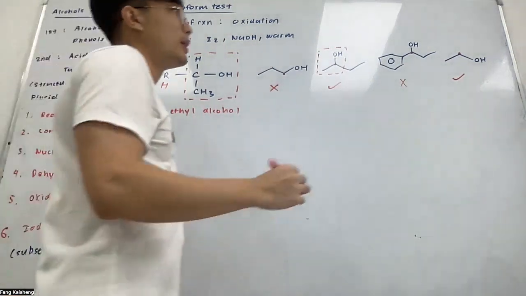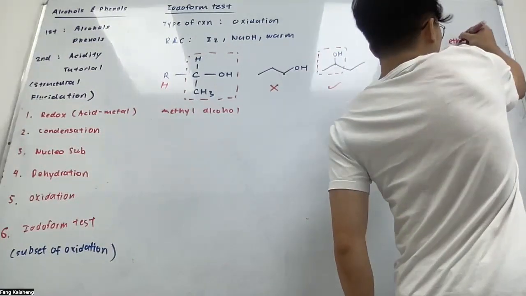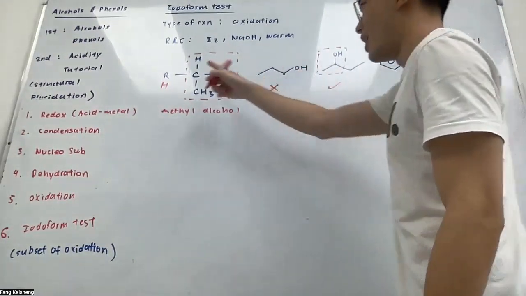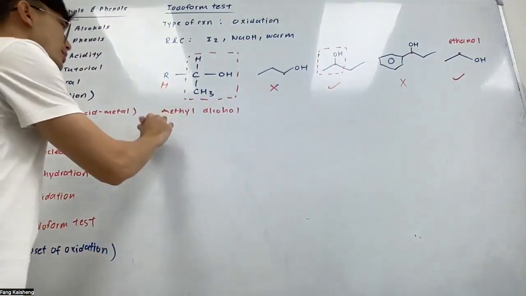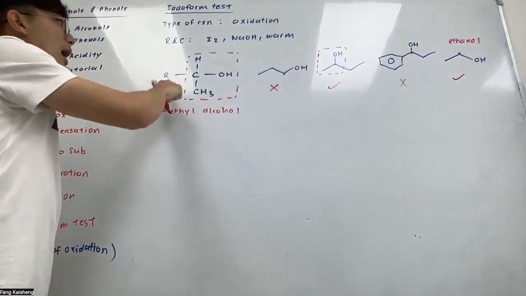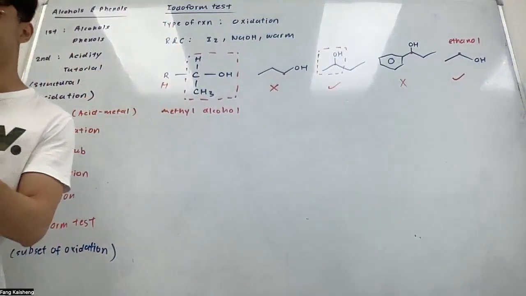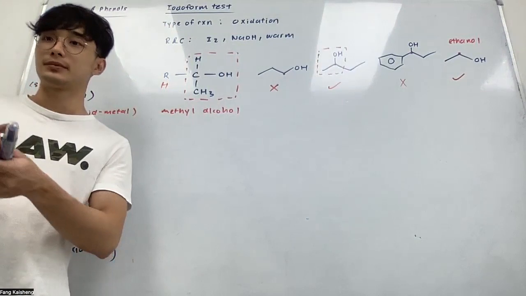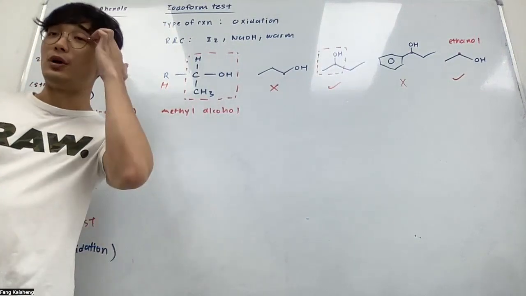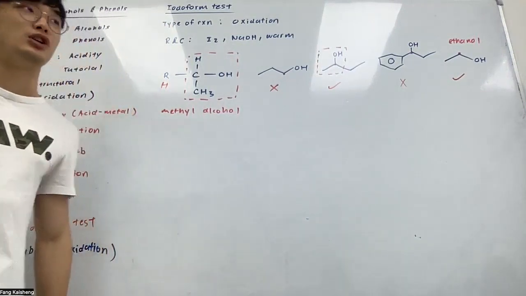This is an exception. This is ethanol. It is an exception, in which you don't need to have an R, one H is okay also. You see the notes? They say R can be H, alkyl, or aryl. Aryl just means benzene. Can be H also, just take note. Not just alkyl group.